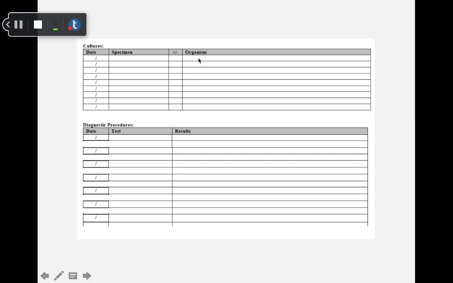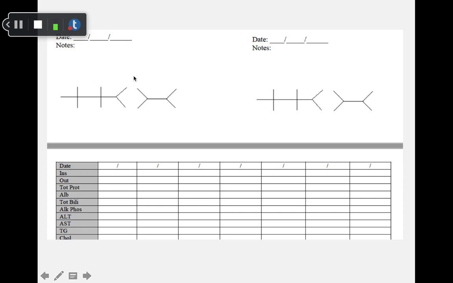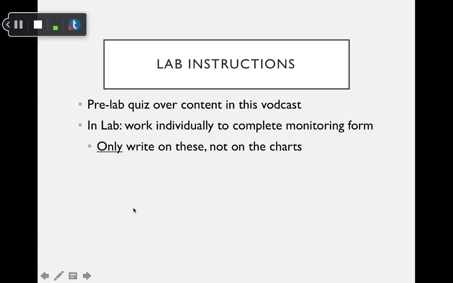Here you have the cultures, the date that it was cultured, the specimen, the organism. And this plus or minus just means whether it was a positive culture or not. So maybe you drew a blood culture and it never grew anything, so you could put a negative there. Any diagnostic procedures that you think are beneficial to note and their results. And then their labs. So I told you here the fishbone or skeleton labs, as well as a more thorough list of it on the next page about the other miscellaneous labs.